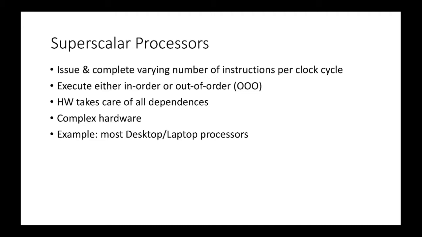So again, this is a multiple issue processor, so they issue and complete a varying number of instructions per clock cycle. So they have multiple instruction pipelines, and they execute either in order or out of order. And the hardware takes care of all data dependency analysis. Because of that, the hardware gets complicated, but most desktop laptop processors are superscalar processors, and this is what you have in your laptop, desktop, and smartphone.